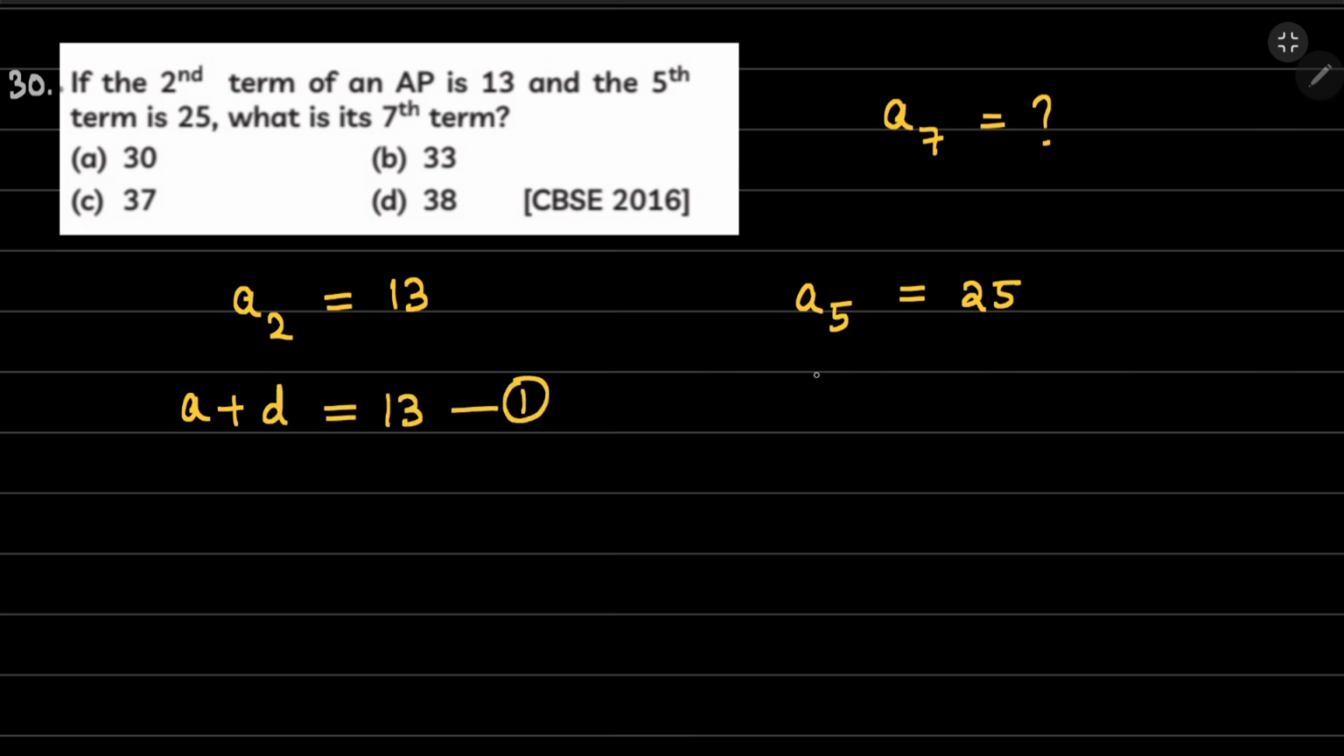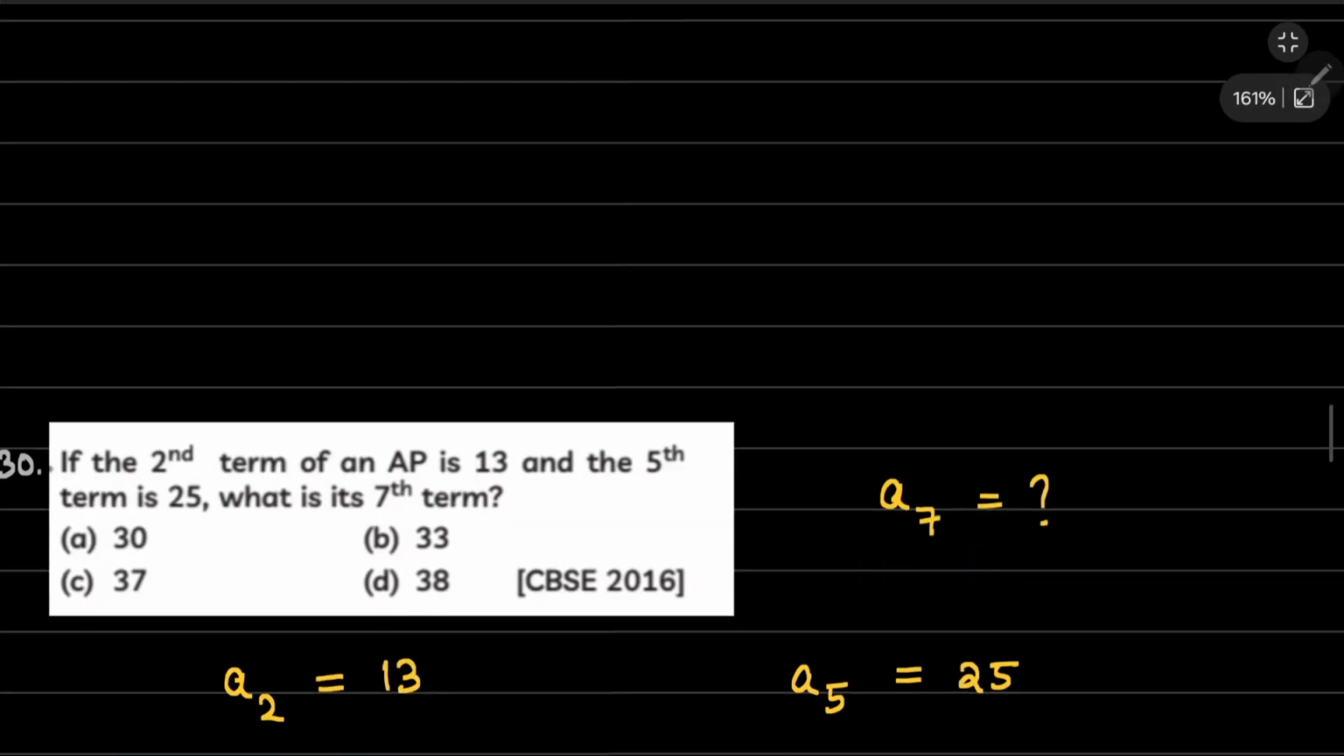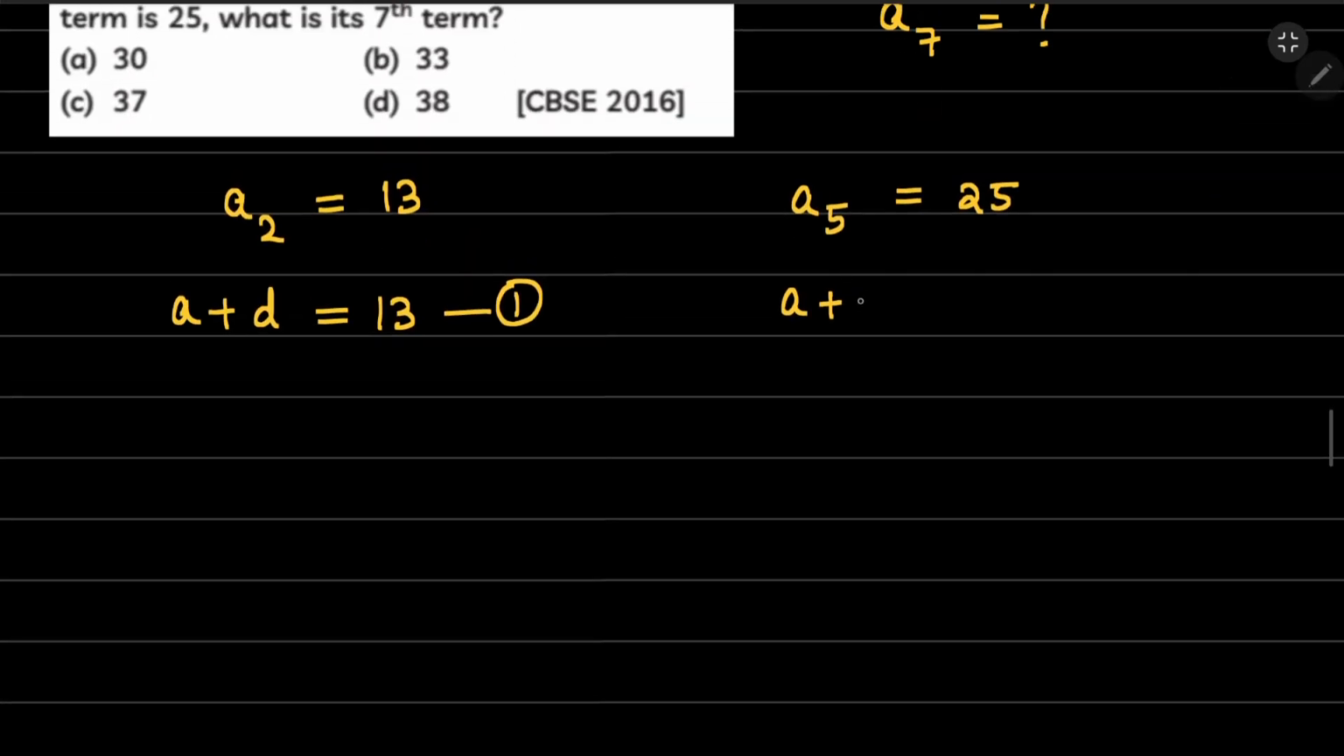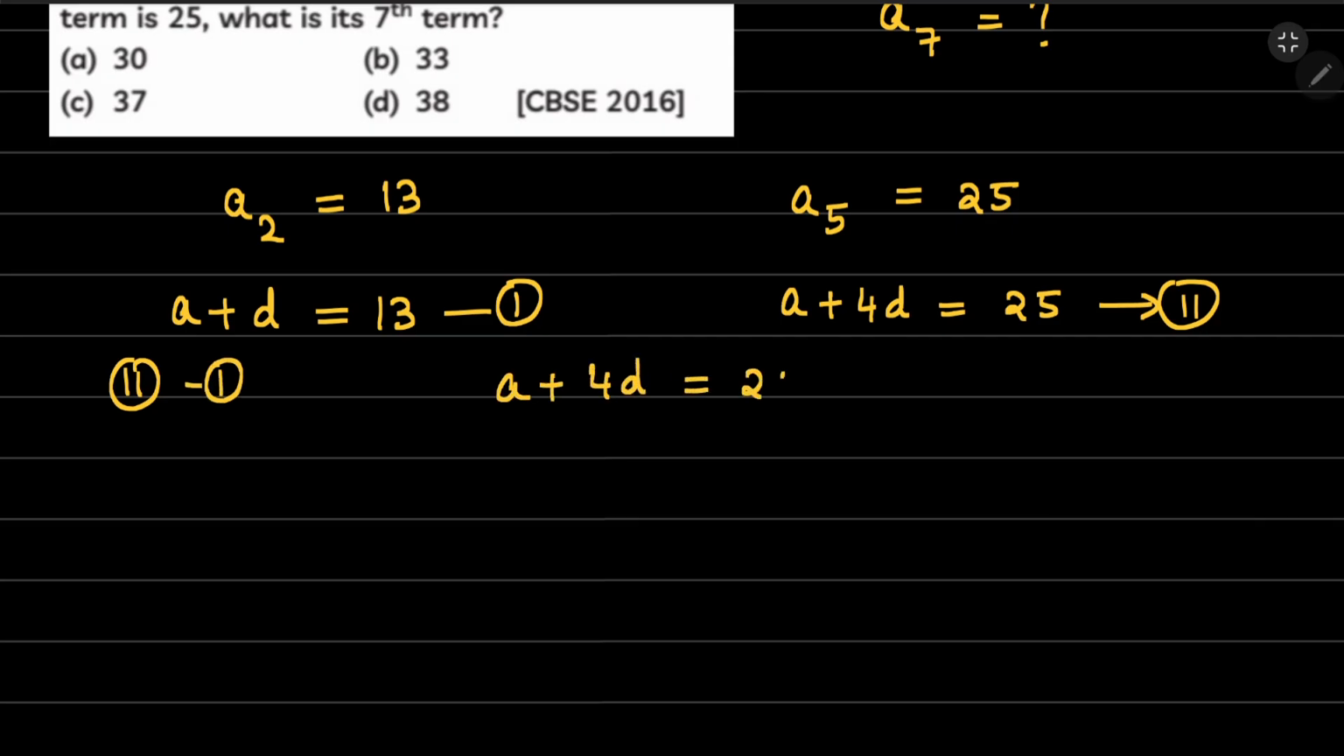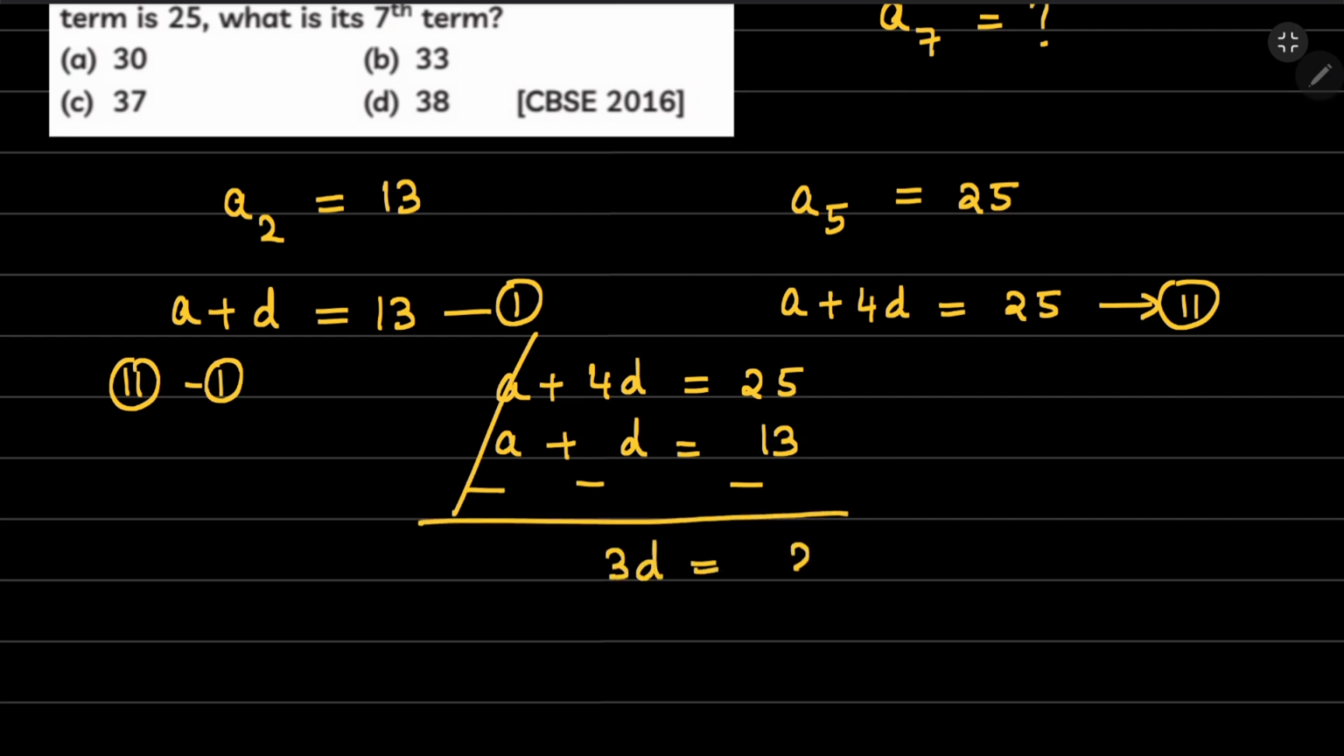Equation number 1. A5 is nothing but A plus N minus 1 into D, right? So A plus 4D is equal to 25. This is equation number 2. Subtract 2 minus 1. So you have A plus 4D equal to 25. A plus D is equal to 13. When you subtract, A will get cancelled. So 4D minus D is 3D is equal to 12. So D is equal to 4.